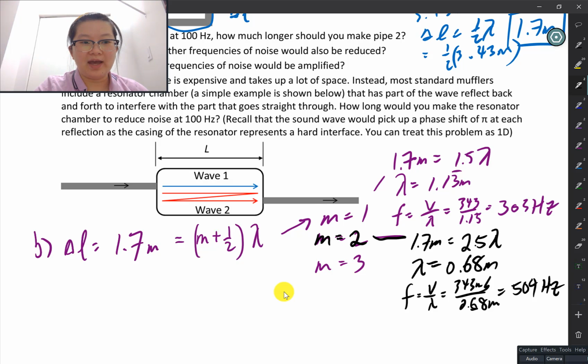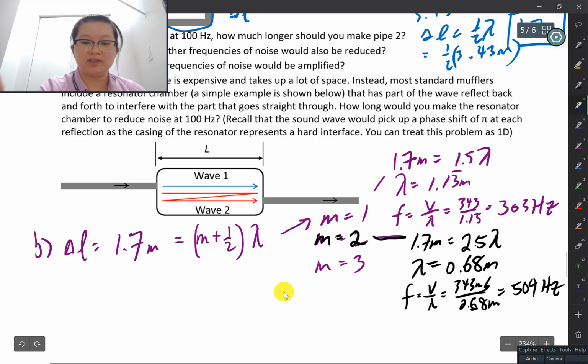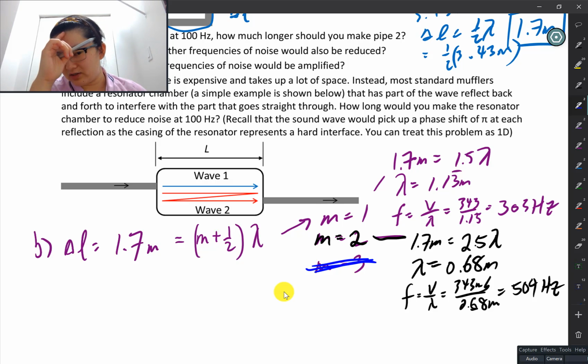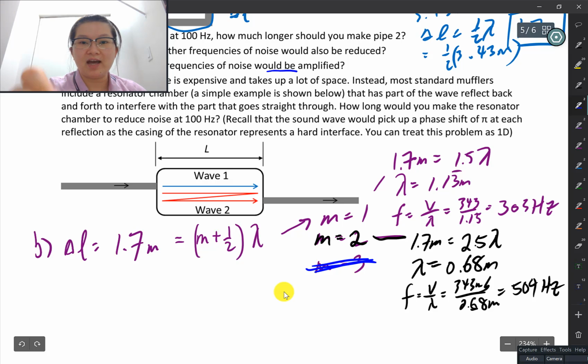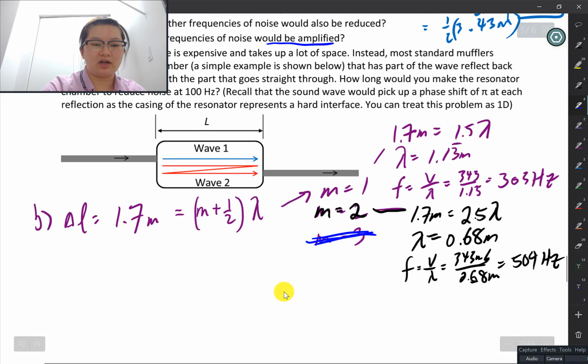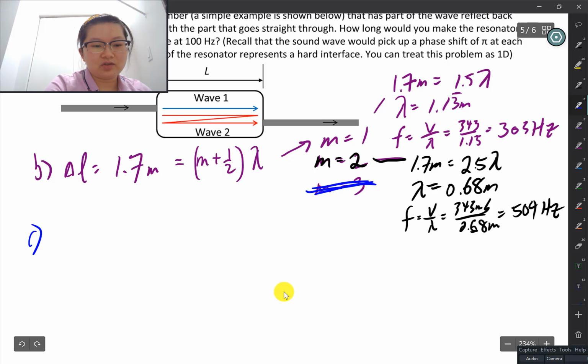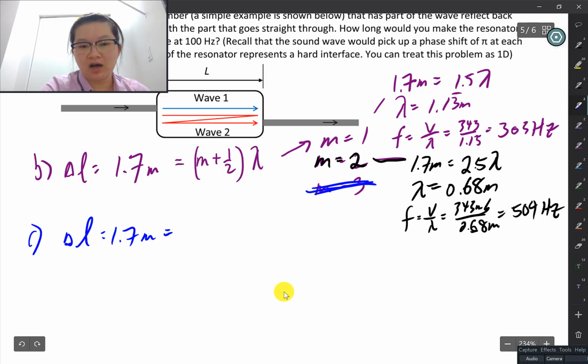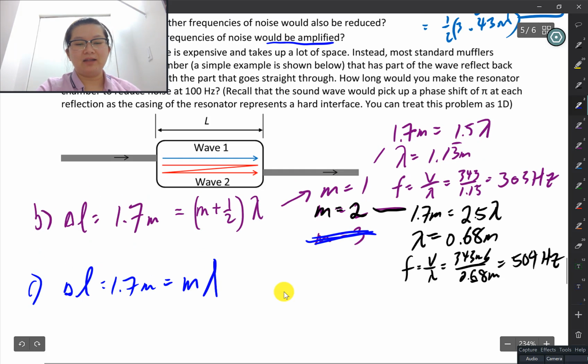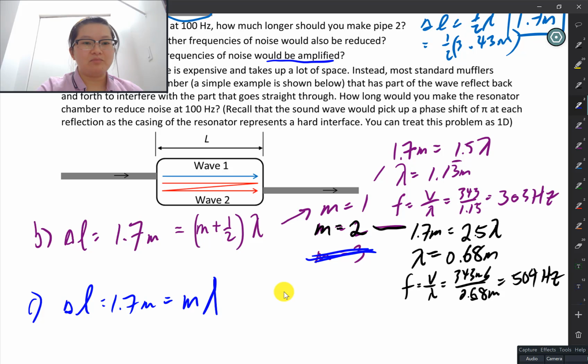Okay, next one we have C. Let's do blue instead. I'm not going to do 3. That's just the same idea, now that you kind of get the idea how to do question B. Question C: with this design, what frequencies of noise will be amplified? So in this case, you're going to look for constructive interference. For constructive interference, the path difference of 1.7 meters is not going to equal the number of half wavelengths. It will be equal to the number of full wavelengths, so m lambda. And bonus is something else.